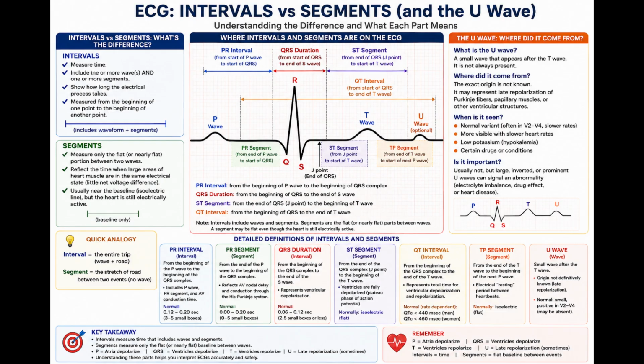QRS duration. The QRS duration is measured from the first deflection of the QRS complex to the point where its final deflection ends. The first deflection may be a Q wave or an R wave. Not every QRS complex contains all three named waves. The QRS complex represents ventricular depolarization. Its normal duration is generally approximately 0.06 to 0.12 seconds. A widened QRS complex may indicate delayed conduction through the ventricles, such as a bundle branch block or a ventricular rhythm.